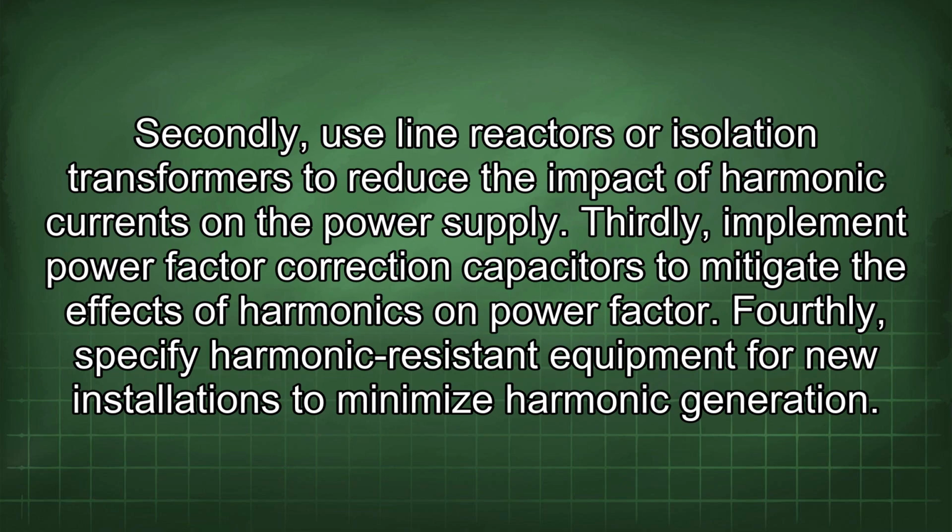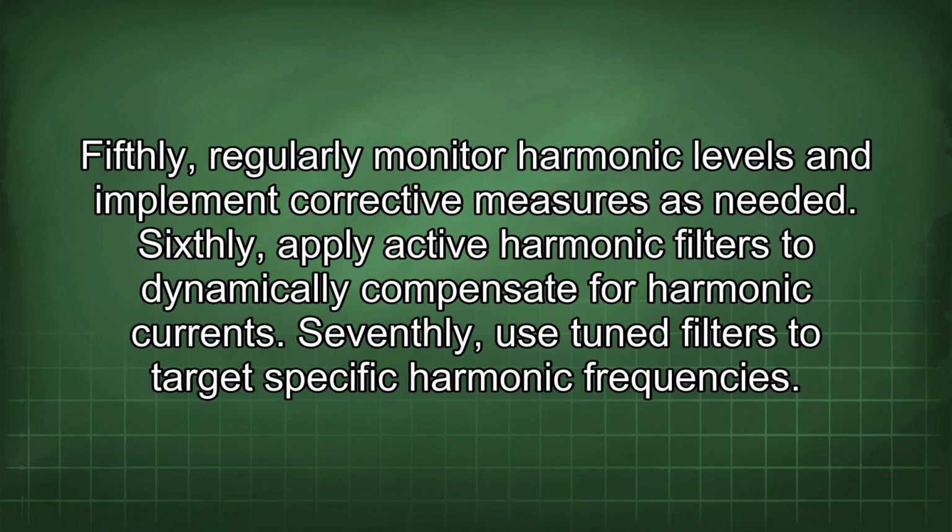Secondly, use line reactors or isolation transformers to reduce the impact of harmonic currents on the power supply. Thirdly, implement power factor correction capacitors to mitigate the effects of harmonics on power factor. Fourthly, specify harmonic resistant equipment for new installations to minimize harmonic generation. Fifthly, regularly monitor harmonic levels and implement corrective measures as needed.